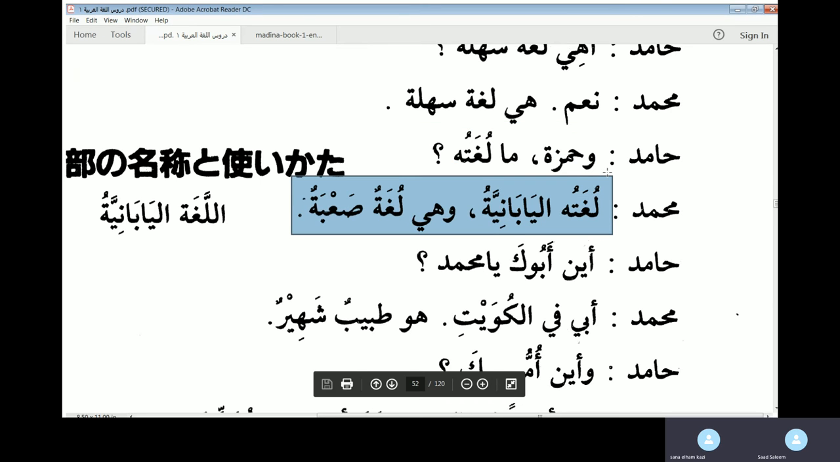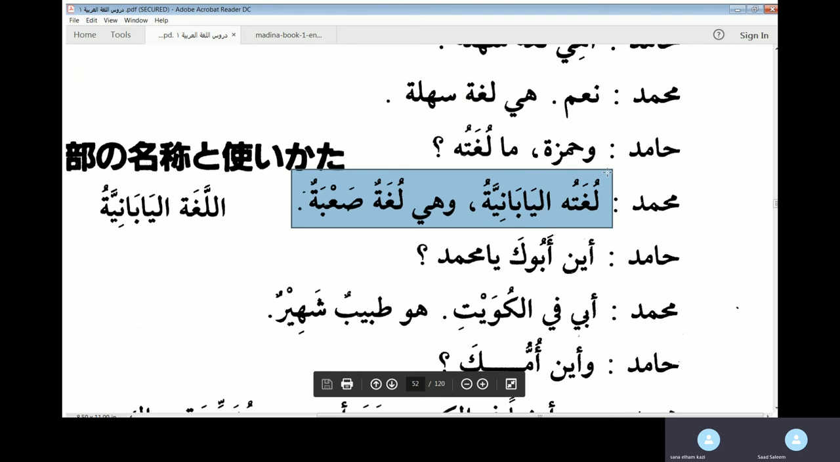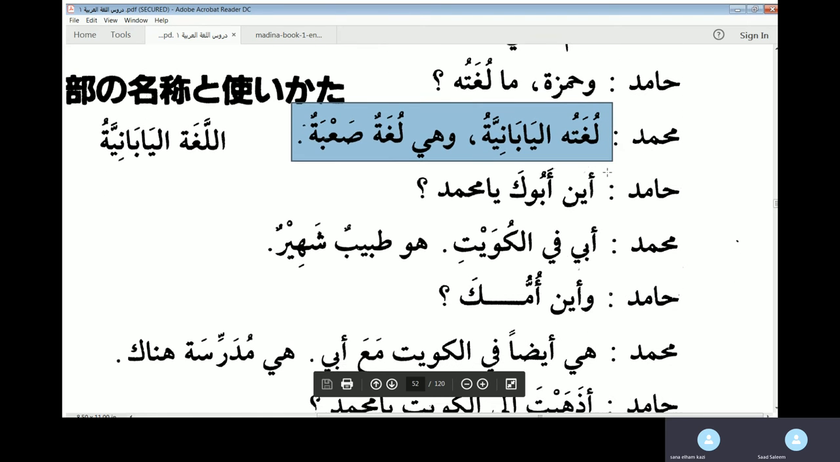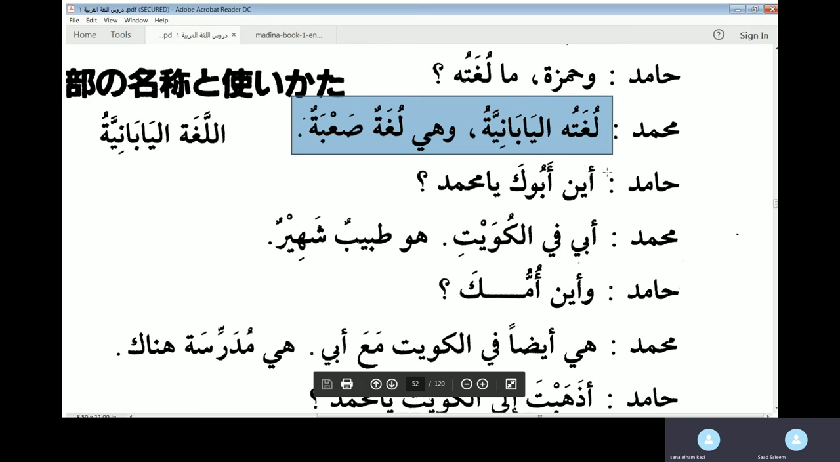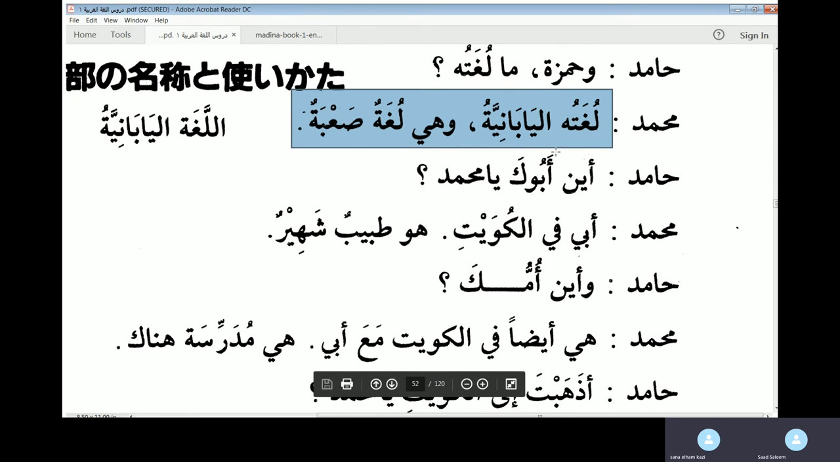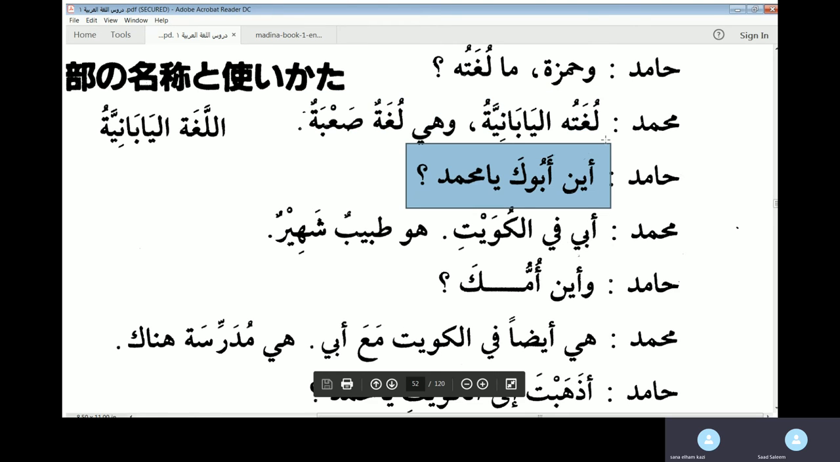His language is Japanese. It is a difficult language. Al-lughatul Yabaniyatu. That is an example sentence for the Japanese language.